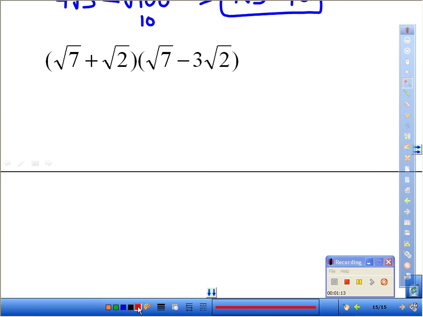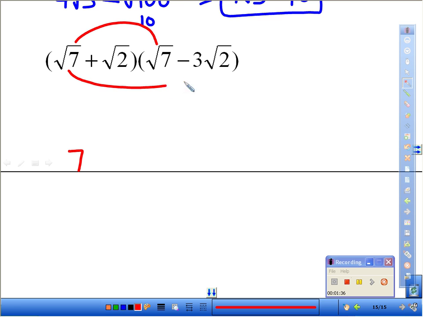In this next example, it looks like a binomial times a binomial. And when we did this kind of problem in algebra, we used the FOIL method: first, outer, inner, last. We're going to apply the same concept to this problem. If we start with the first terms, the square root of 7 times the square root of 7 is the square root of 49, which we now know is 7.